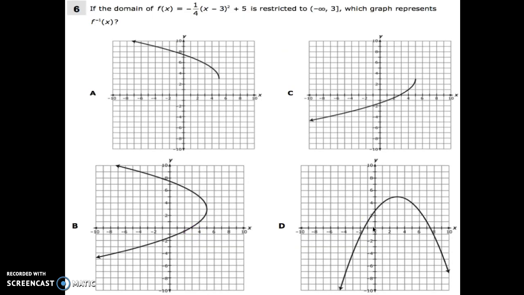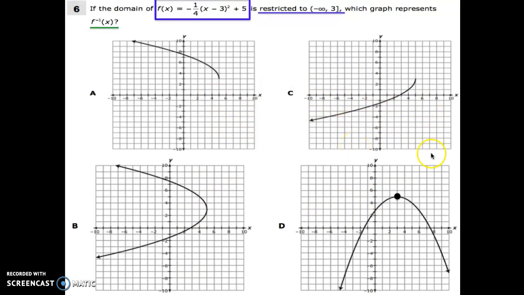Question number 6. We're given an equation and we're told that we're restricting it from negative infinity to 3. Now, instead of going to the calculator video, I'm just going to tell you that if you put this equation into the calculator, coincidentally, it ends up being the exact same graph here on letter D. That's not our answer. I'm just saying that this original graph is the one here on D. But we're not being asked to graph f of x. We're being asked to find which is the inverse. F negative 1 of x is the inverse. So I'm going to use letter D to figure out which of these other ones is actually the correct inverse.